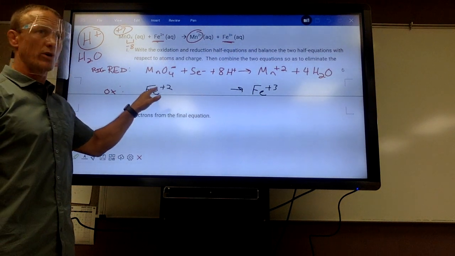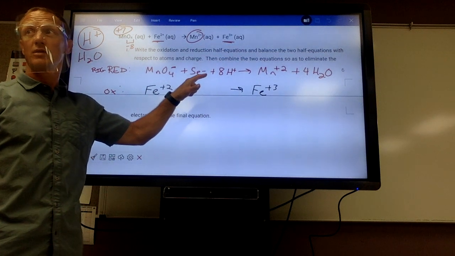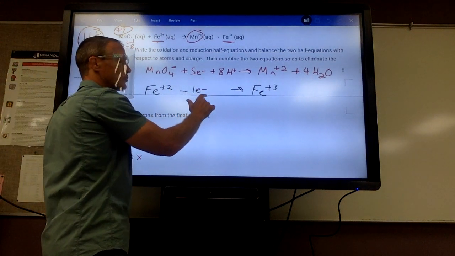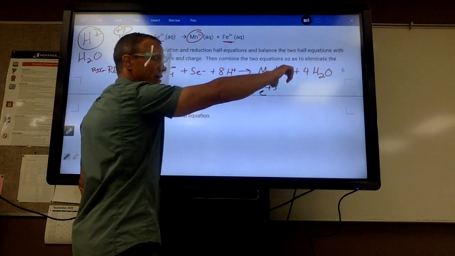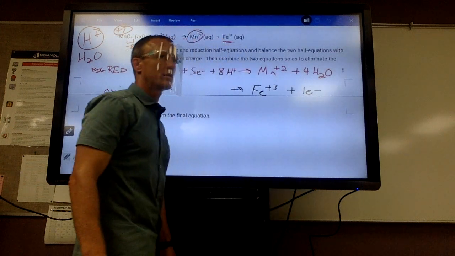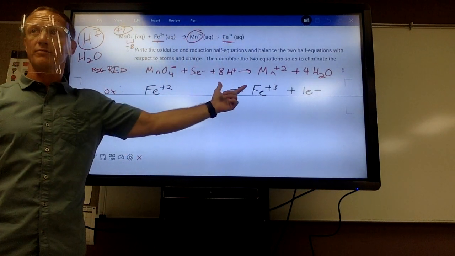And oxidation is losing, oil. Oxidation is losing. So this is going from +2 to +3. Lost how many electrons? Lost 1 electron. But remember, instead of writing minus 1 electron over here, we add it to the other side. So we put plus 1 electron on that side. All right. That's all we had to do in the bottom.